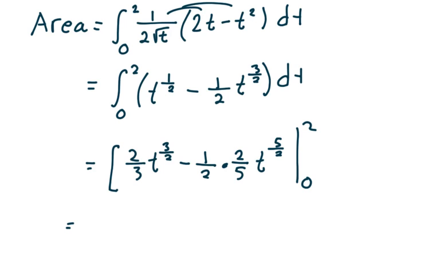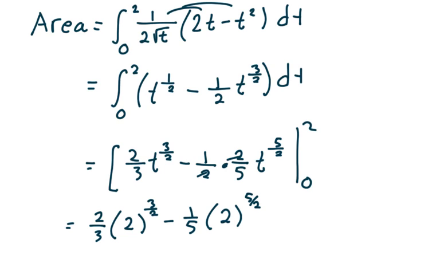So I'm going to replace t with 2. And I get 2/3 times 2 to the 3/2. And 2's cancel here. So I get 1/5 times, again, replace t with 2, and I get 2 to the 5/2. If I replace t with 0, it's 0. So I'm just subtracting off 0.